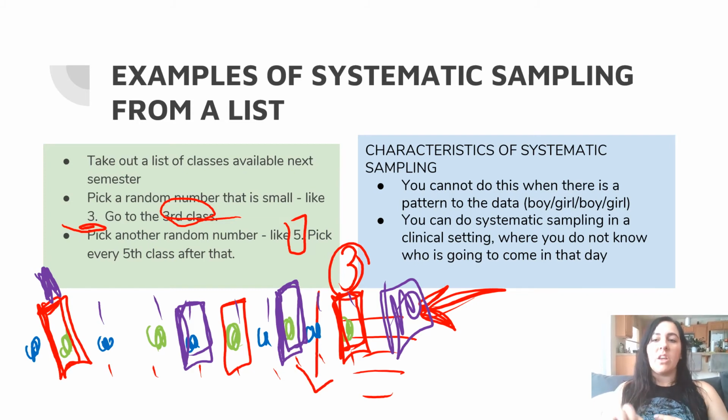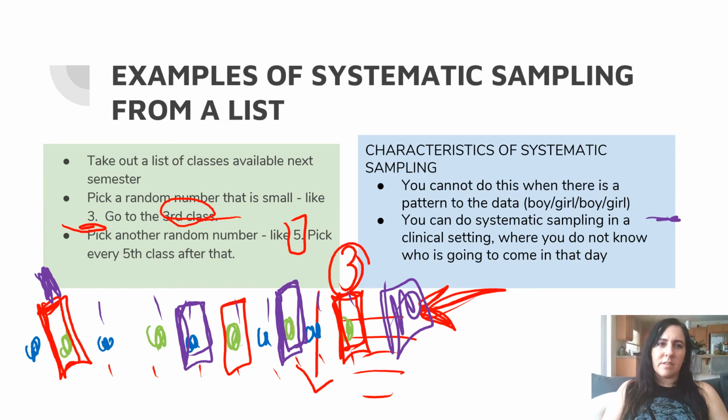So you should not ever use systematic sampling on pattern-type data. Also, you can do systematic sampling in a clinical setting where you do not know who is going to come in that day. Like I was trying to give the example earlier, what if you wanted to sample all the patients that come into an ER department? You don't know who's going to come in that day, but you can use this method to get a good sample of the patients that came into the ER department that day. Do you kind of see how we can spread it out like that?